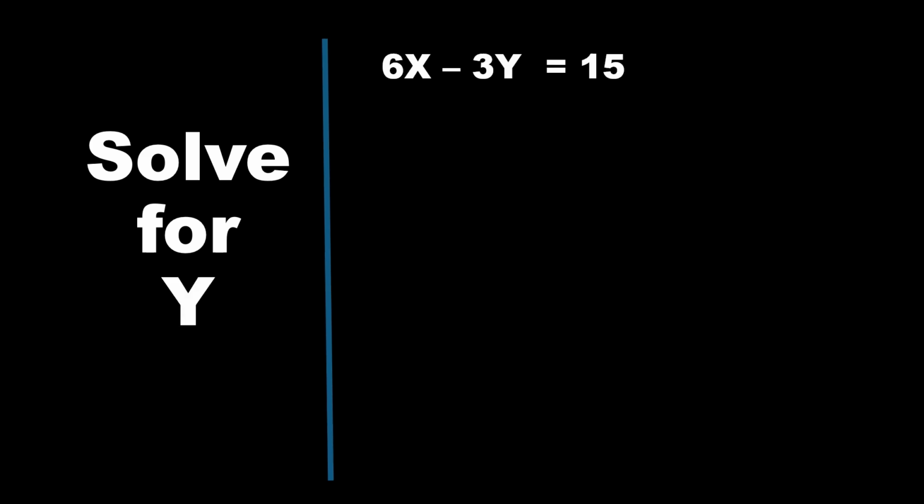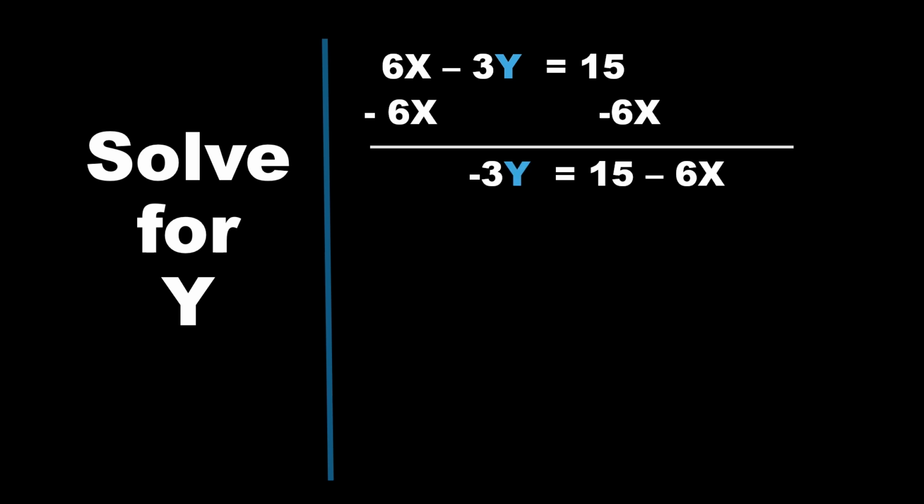Looking at another example, I'm going to solve for y, so I'm going to highlight that to remind myself I want to look at the things on the same side as the y. I'm going to start with whatever's connected by addition or subtraction. That's the 6x. And it's positive, so I'm going to subtract 6x from both sides. That's going to leave me with negative 3y equals 15 minus 6x.